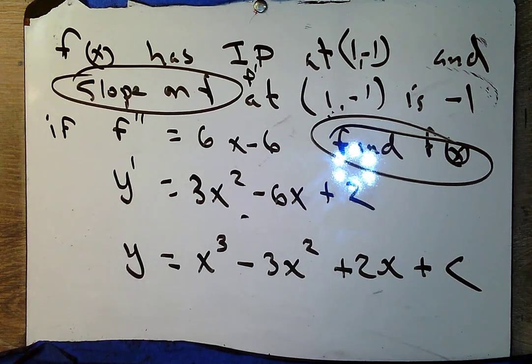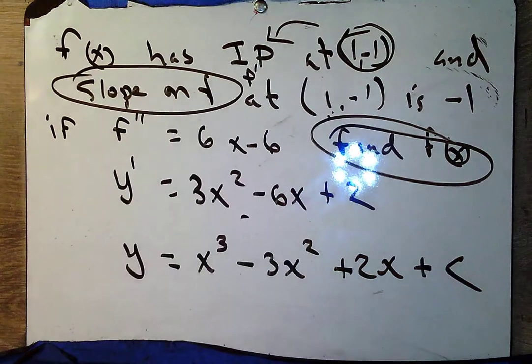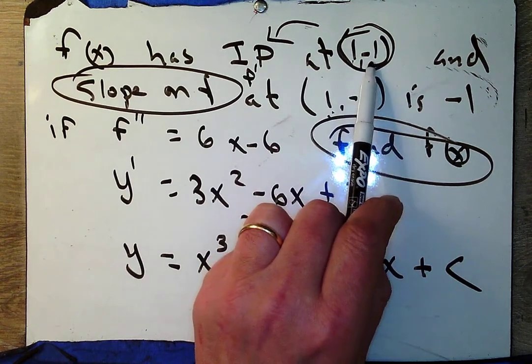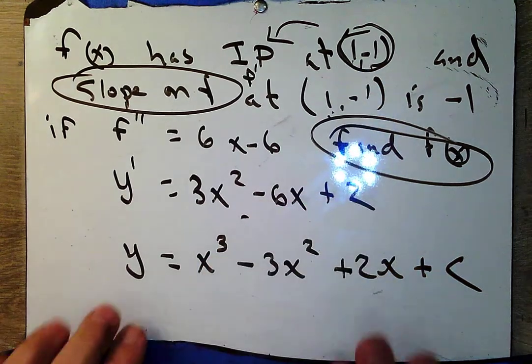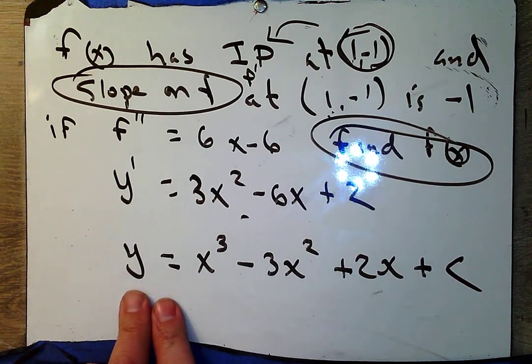Well, I know that there's an... I'm looking at this thinking it's something to do with the second derivative because there's an inflection point on f there. But really, that's an x value, and that's a y value. And what is it that I need right now to find c? I need an x value, and I need a y value.